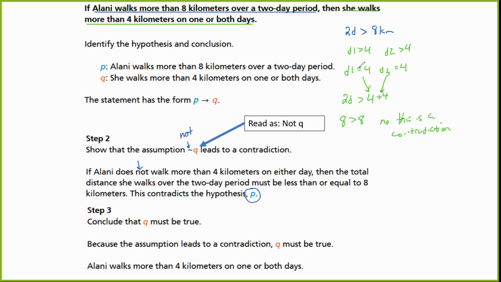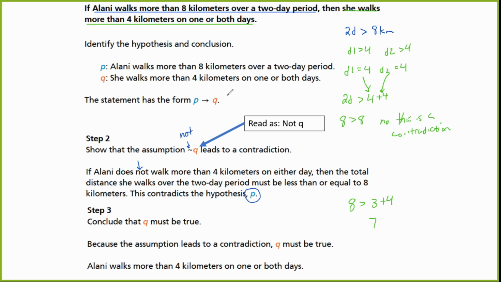What if I did less than 4? Right, I can pick any number less than 4. Well, then we can see right away if she walked 3 kilometers on day 1. Let's erase that. Well, let's just do it down here. So now she needs to walk more than 8 in 2 days. And she has 3 plus 4, and that gives us 7.